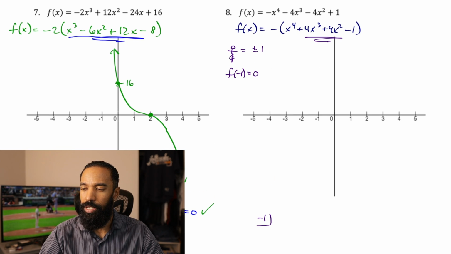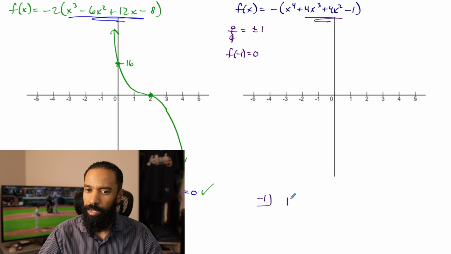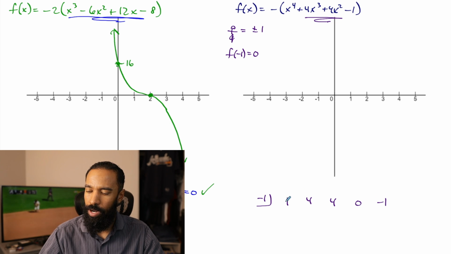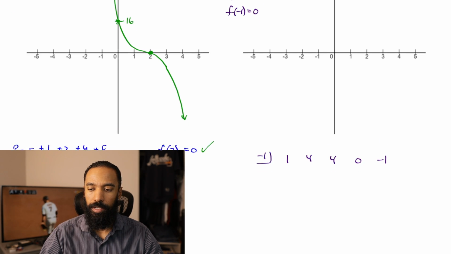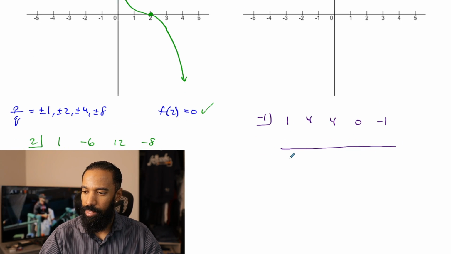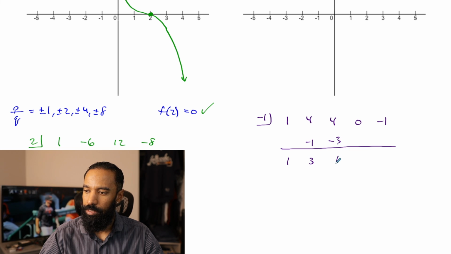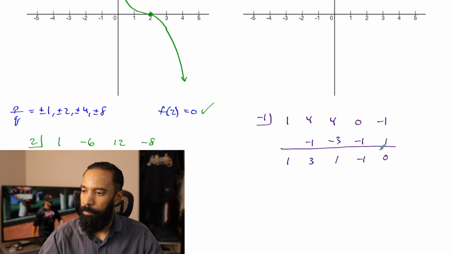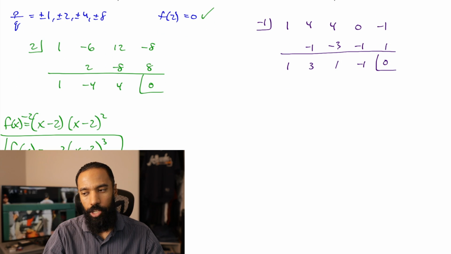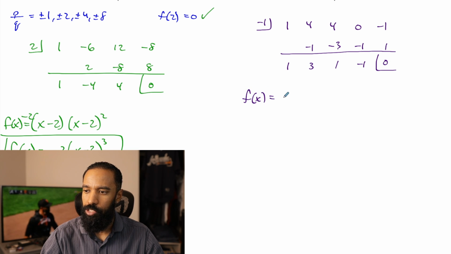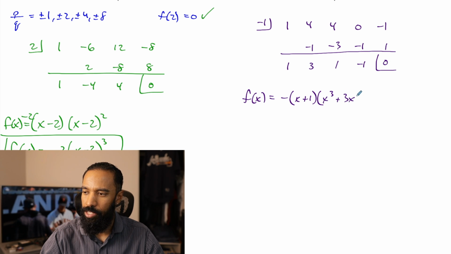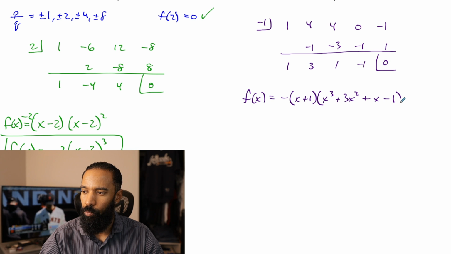Oh, and check this out. There's no linear term here. So this is going to be 1, 4, 4, 0, negative 1. That's 1x to the fourth plus 4x cubed plus 4x squared plus 0x minus 1 here. Let's see if we get that 0 remainder. Yeah. So now it became a cubic, so I guess more of the same. Still no factoring by grouping, sadly. But this is now, there's a negative on the outside. There's an x plus 1, and this is x cubed plus 3x squared plus x minus 1 right there.